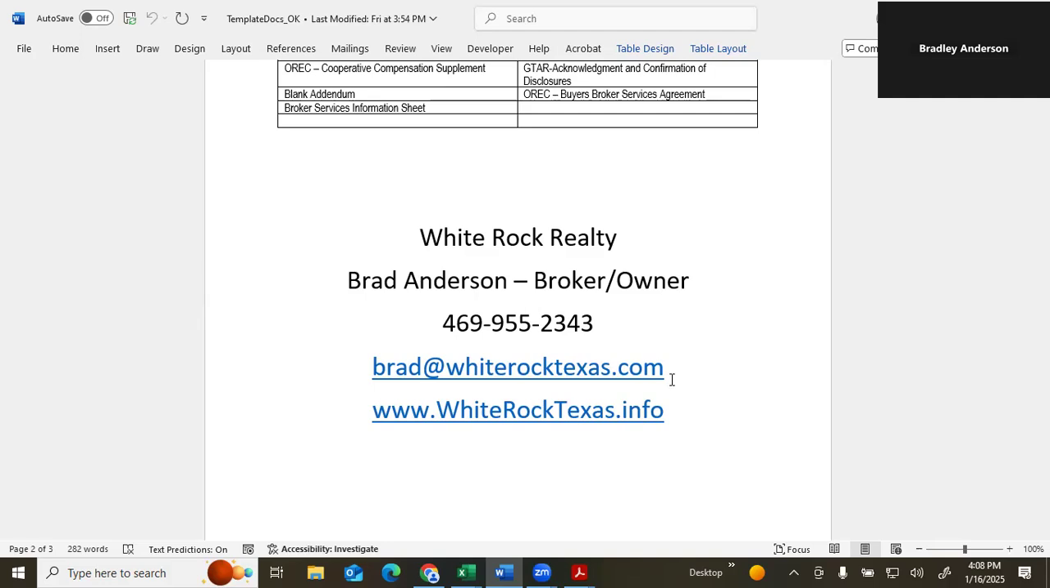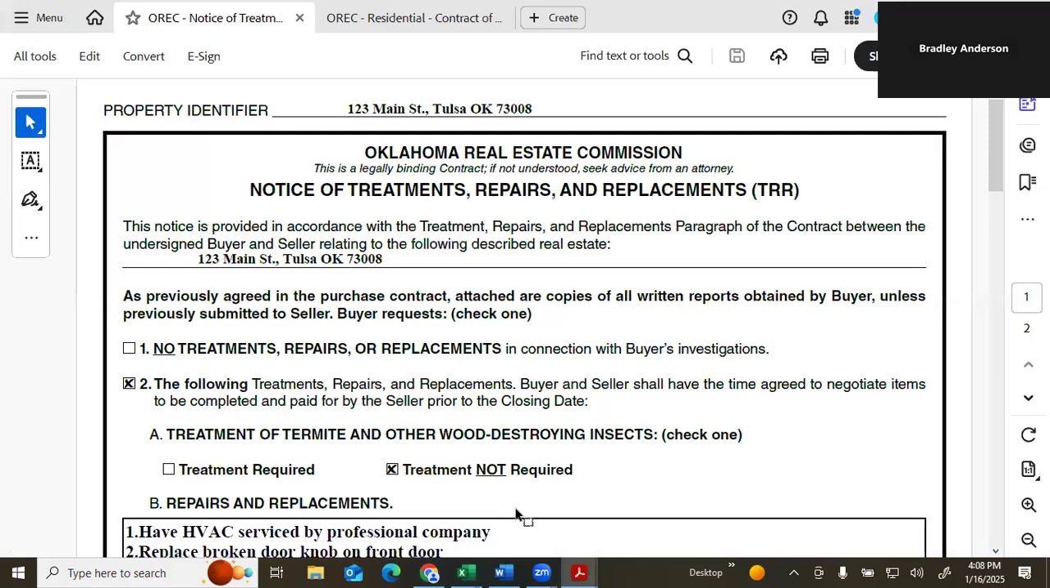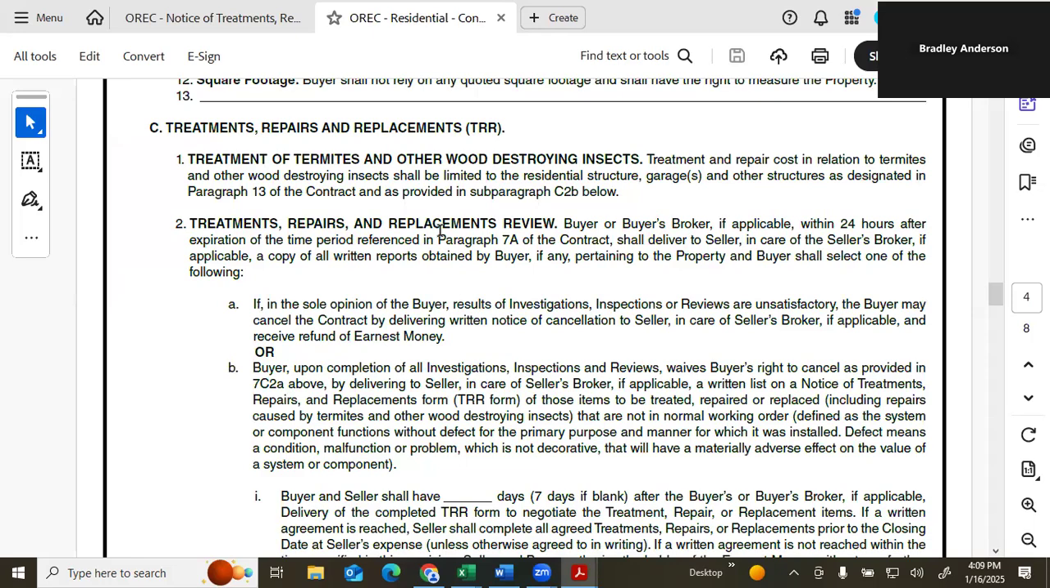So without further ado, let's review the Oklahoma Real Estate Commission Notice of Treatments, Repairs, and Replacements. So when would you use this? Well, this is likely going to be the result of an inspection that was done on the property that your buyer is looking to purchase. Now, because this is so closely linked with the residential contract to sale, I have that popped up as well.